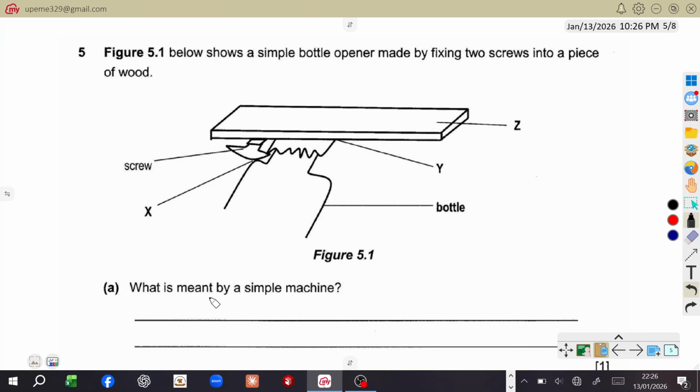Then they say, what is meant by a simple machine? Okay, this one is another topic. So we can say a device by means of which work can be done easily.